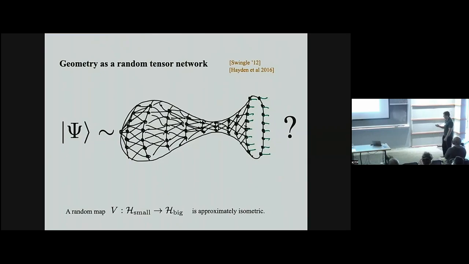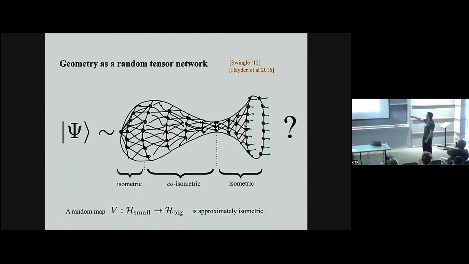And the reason that this gives us some intuition is that for a random map, whether it's isometric or not depends entirely on the size of the Hilbert spaces that it's mapping. So if it maps a small space to a big space, it's automatically approximately isometric. If we think of inputting some data into the network here, and then ask how it embeds into the physical legs on the right, then going from small to big is an isometric map. Going from big to small, it's co-isometric, meaning isometric in the opposite direction, non-isometric. And over here, it's isometric again.